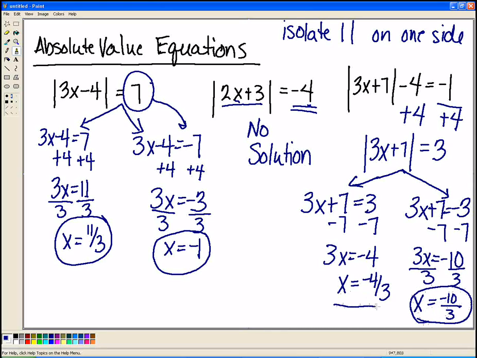So again, remember, we want to isolate our absolute value on one side, and if we're left with a negative number on the right side, or on the other side, I should say, there will be no solutions. If we get it set up and there's a positive value on the right-hand side, then we break it down into 2 problems. One, we're just going to write as is. The second one, we're going to write what's in the absolute value and change the sign on the other side.